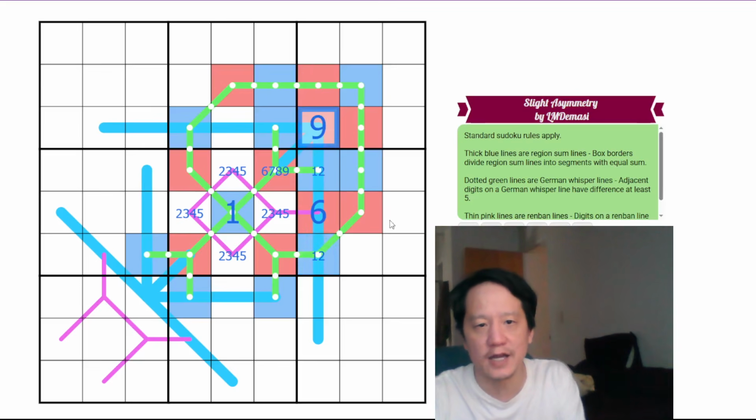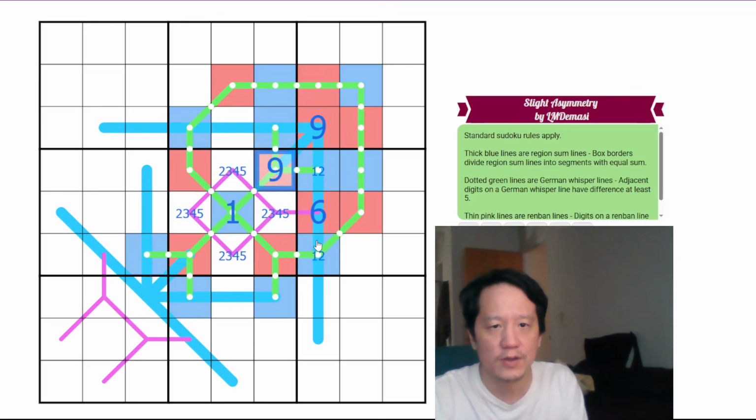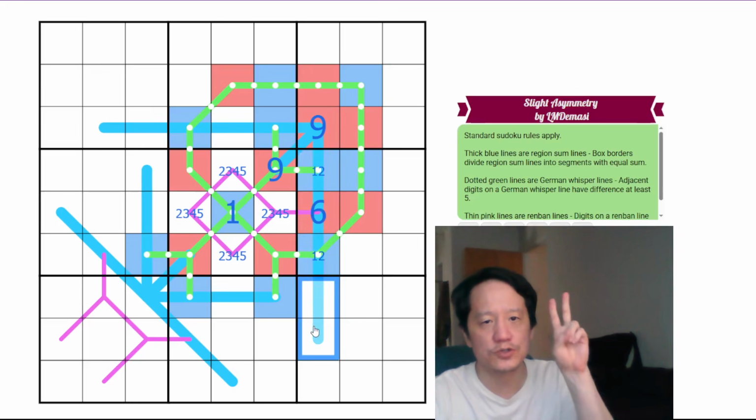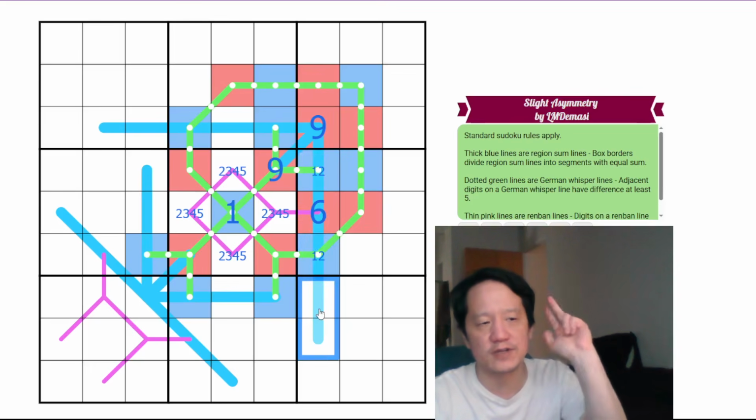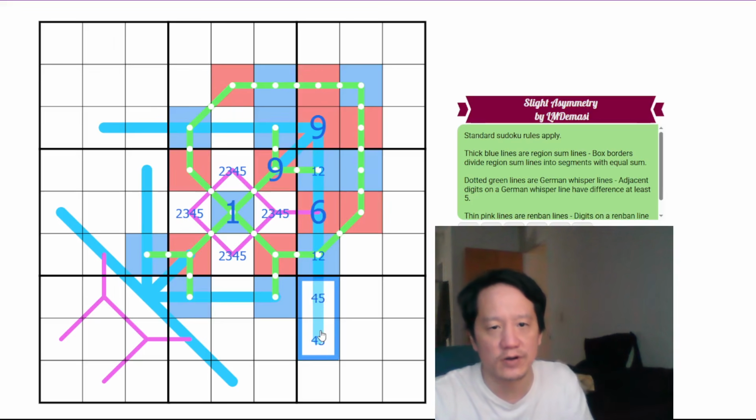So this is 9 here, which means this is 9 also. This is the sum of 3 digits adding up to 9. We're not sure which. These add up to 9, and they cannot have 1, 2, or 6. So that eliminates 1, 8, 2, 7, and 3, 6 as possibilities. So this is a 4, 5 pair here.